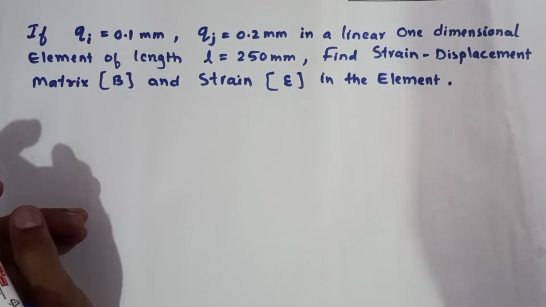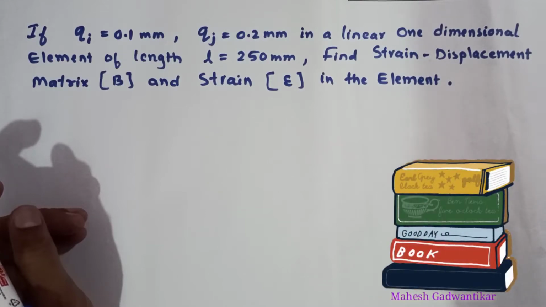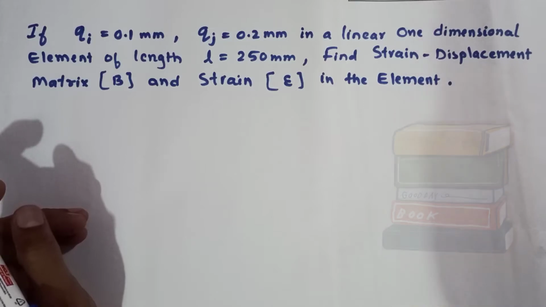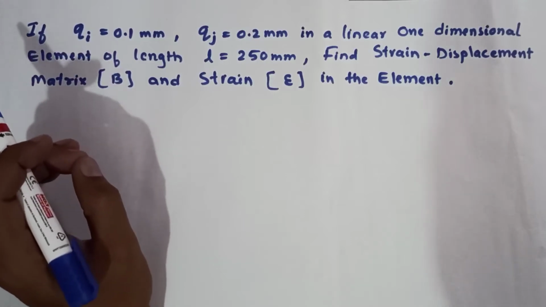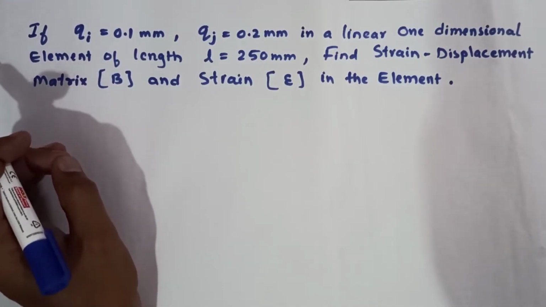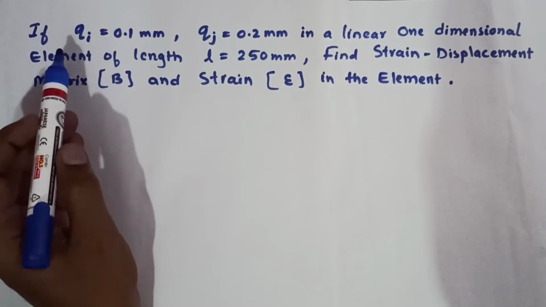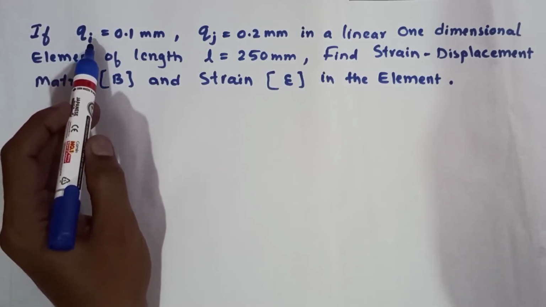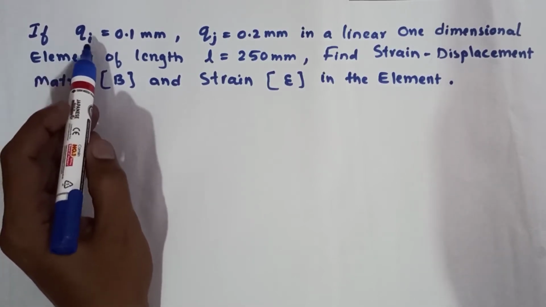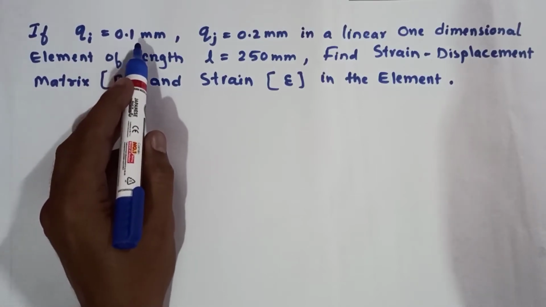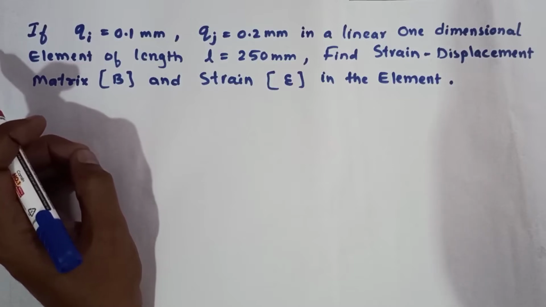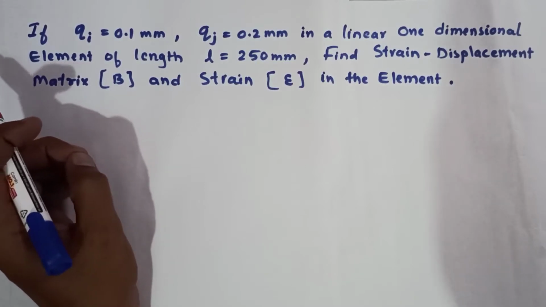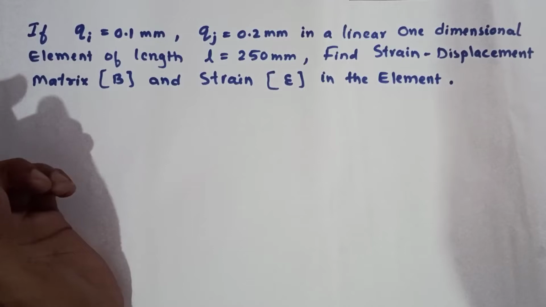In this class we are going to solve one of the short questions on a one-dimensional element. Here you can see the question on the screen. This will be a short question for the competitive exams on FEM. Here they have given the value of displacement Q1, that is 0.1 millimeter. It means it is one displacement. Generally the Q or U will represent the displacement.